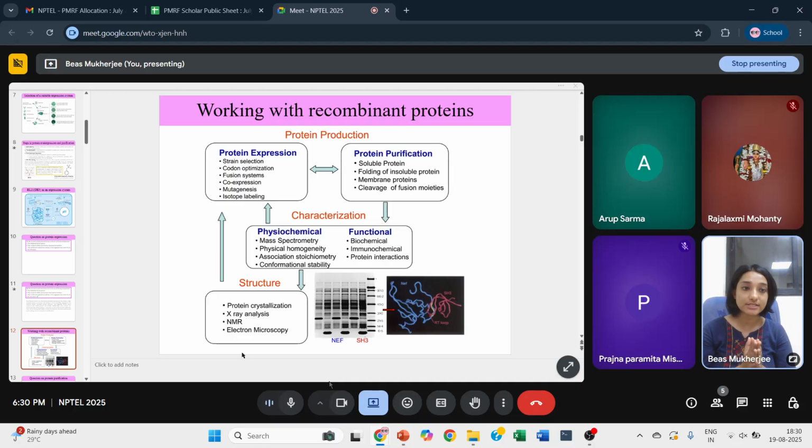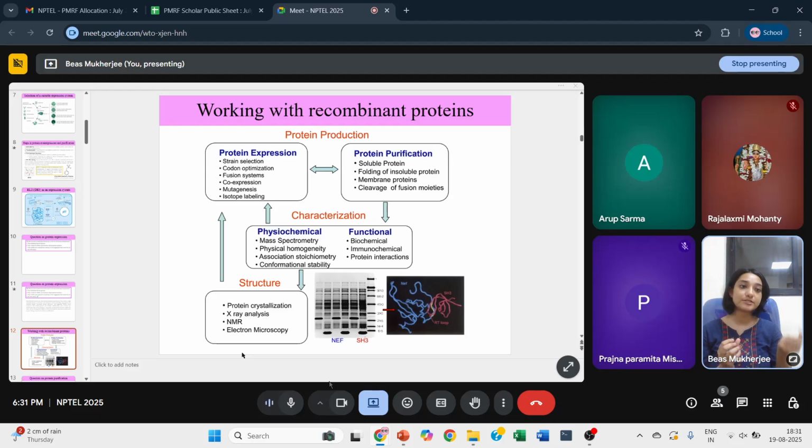Next is fusion system. So fusion system means you make one protein join with your protein of interest, and this protein can be a GST tag. So it's a huge protein, it is highly soluble, and it makes sure that if your protein is not very soluble, then this protein also becomes soluble. Okay, and this is also useful in affinity chromatography. Okay, so glutathione S-transferase, that is your GST. Okay, co-expression.